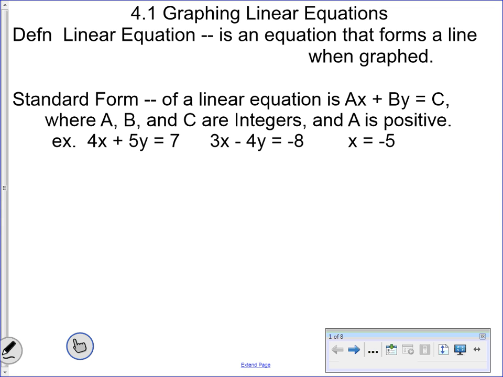Graphing linear equations. First up, we're going to look at what a linear equation is. A linear equation forms a line when you graph it. So today we're going to be graphing equations that make lines.